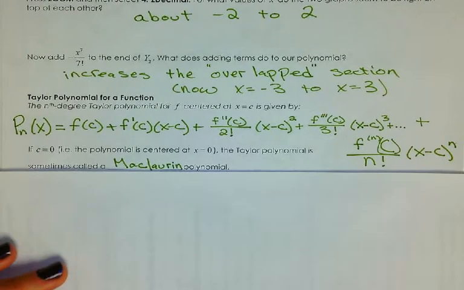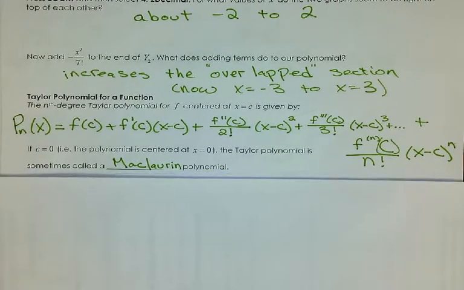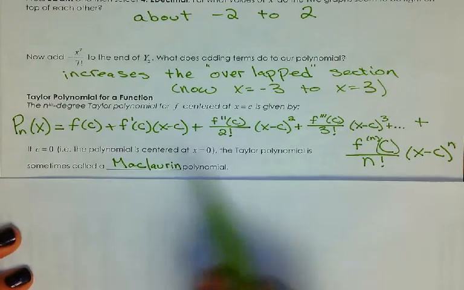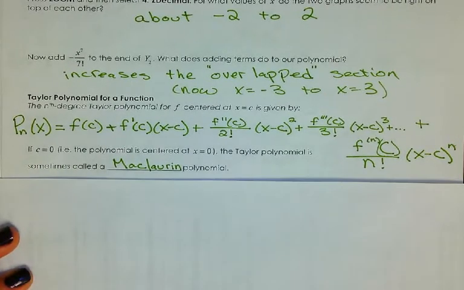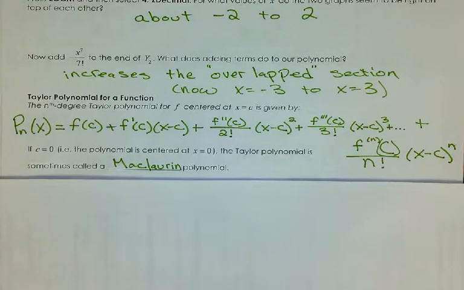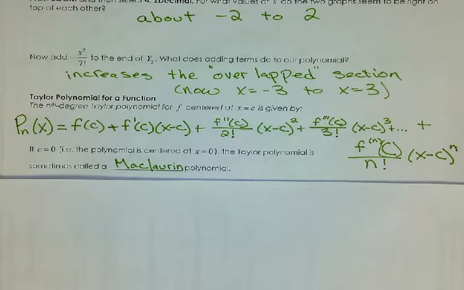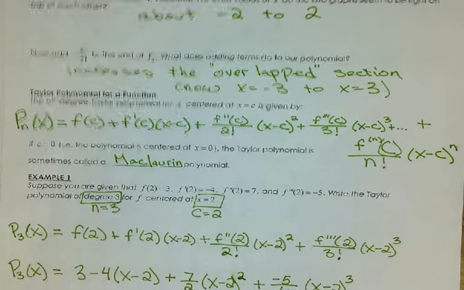A special type of polynomial where you're centered at 0 is called the Maclaurin polynomials, where c equals 0. You can use this same formula, but if c equals 0, it's just a special version of it. Once you have that formula, we can start to write what these are. I'll go back to the other one there.